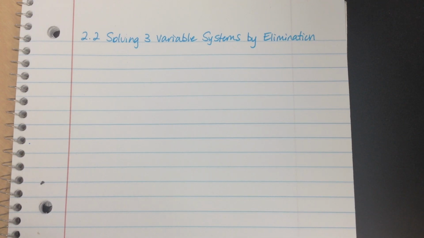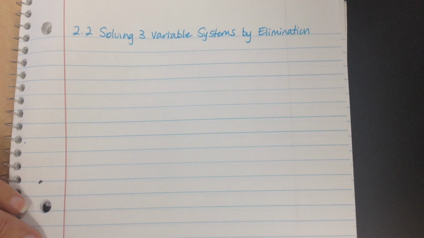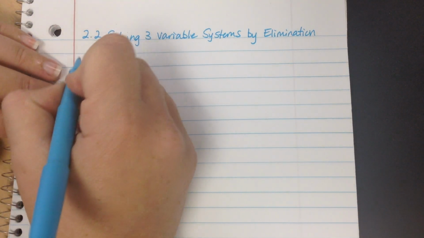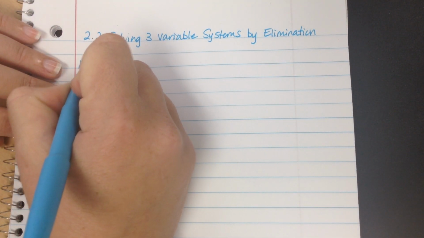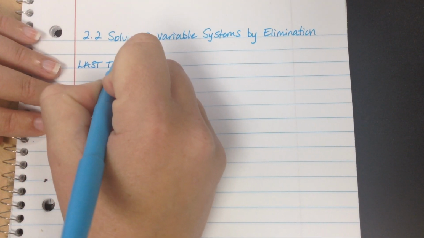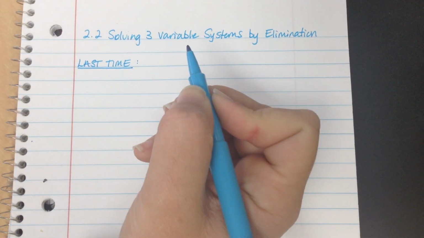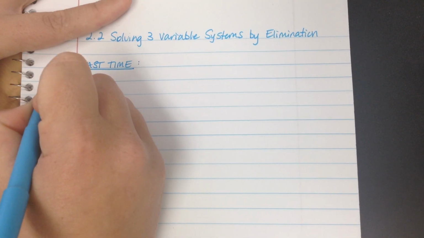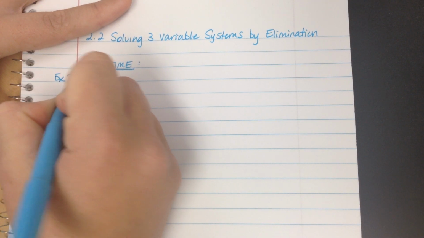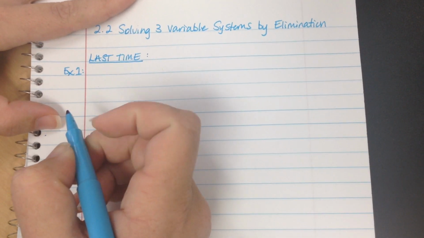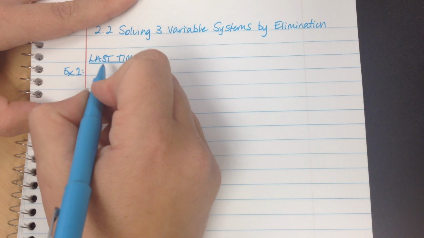Lesson 2.2, we're solving three variable systems by elimination. I'm going to give you just a recap of what we did last time to help get your brain on track for solving three variables. So last time, this is example 1.